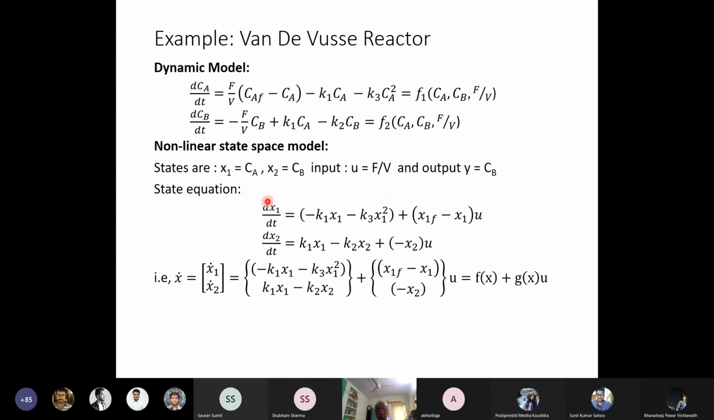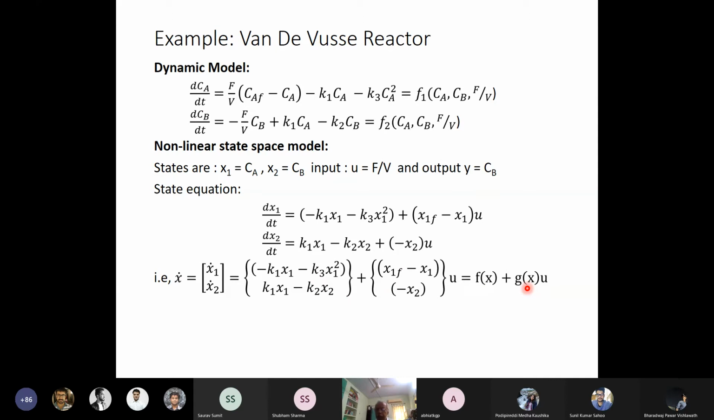In vector matrix form, I can write x dot, which is x1 dot, x2 dot, equal to this term, which is f(x): minus k1 x1 minus k3 x1 squared, and k1 x1 minus k2 x2. Then this is g(x): x1f minus x1, and minus x2, multiplied by u, the input vector. So this is basically the nonlinear state space model, which is pretty simple. Once we have the dynamic model equations, we can easily write this control affine form.